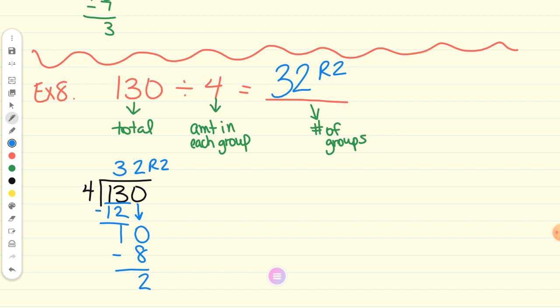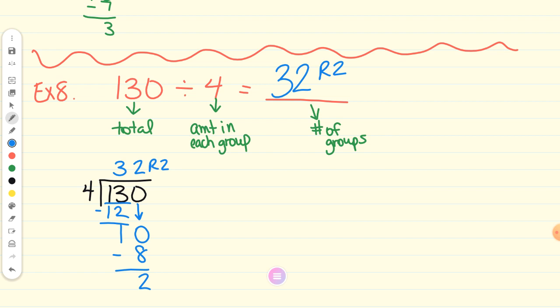Okay, but that's not my answer sentence answer. The answer to the division sentence is 32 remainder 2, but that's not my answer. Why is that not my answer, Brady? Because there's 2 left over. Yeah, so that means in this problem, 130 volunteers show up, and they're not allowing more than 4 people in a group. So this says that there will be 32 groups with 2 people left over.